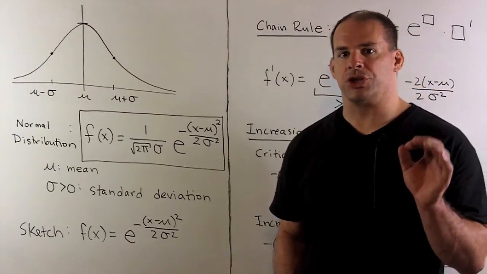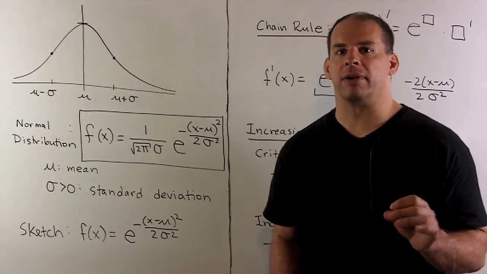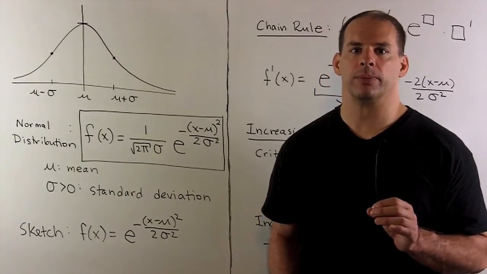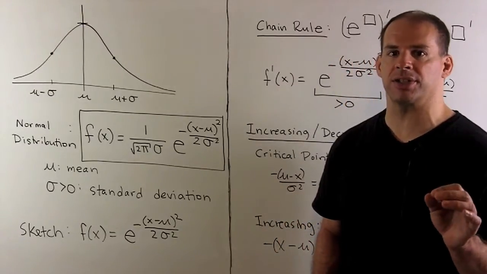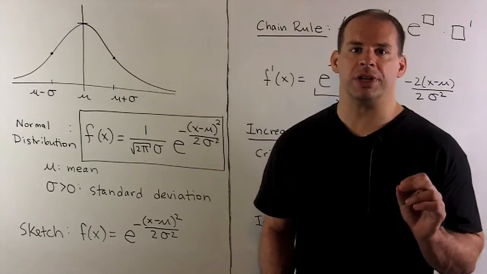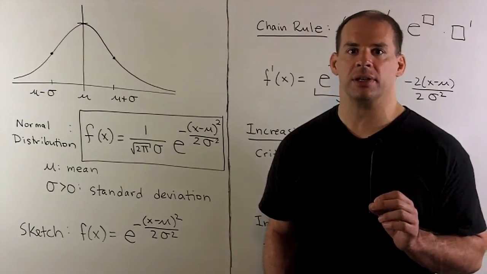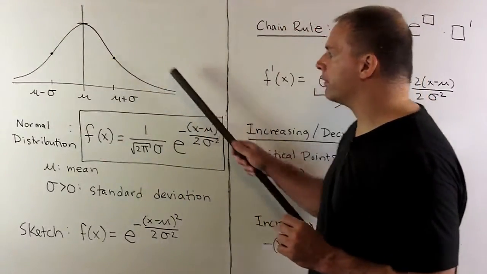As an application of the chain rule with the exponential function, we want to sketch the graph of a normal distribution. Normal distributions are central to probability and statistics. We won't need any of that theory here. All we're interested in is a sketching exercise. Now, our graph is going to look like a bell curve.